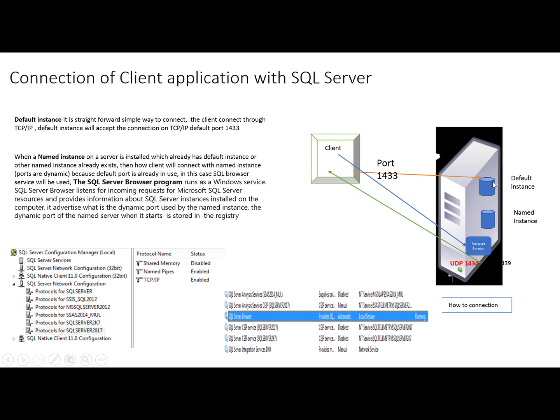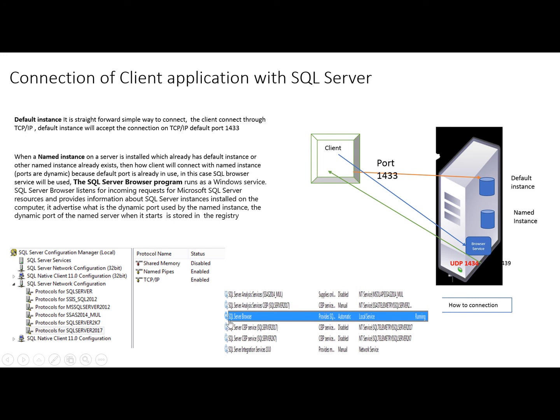But what will happen if this is not a default instance, but a named instance? This named instance is installed on the same server where the default instance already exists, or there is more than one named instance installed and they are using dynamic ports. So if the client wants to connect with the named instance, how will the client know the port of that server? Because this is a dynamic port and the client doesn't know about the ports. So in this case, the browser service will play its role.